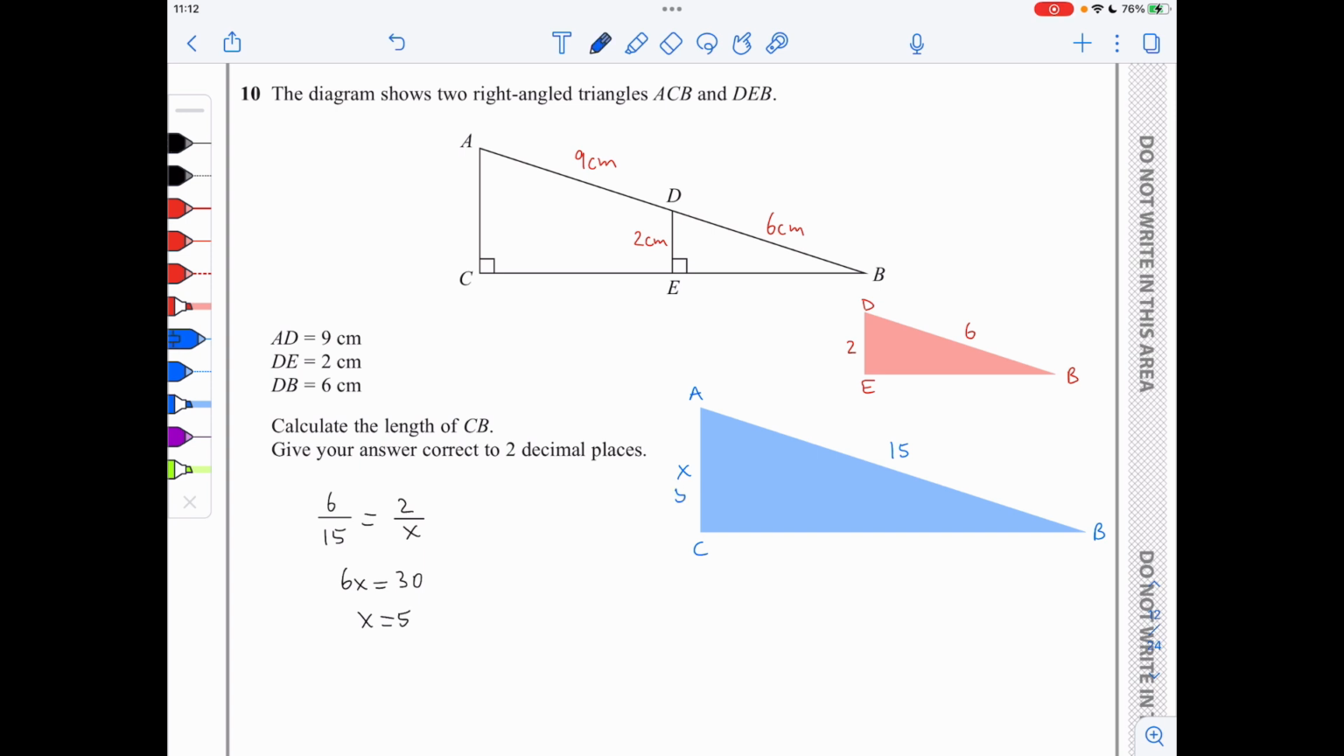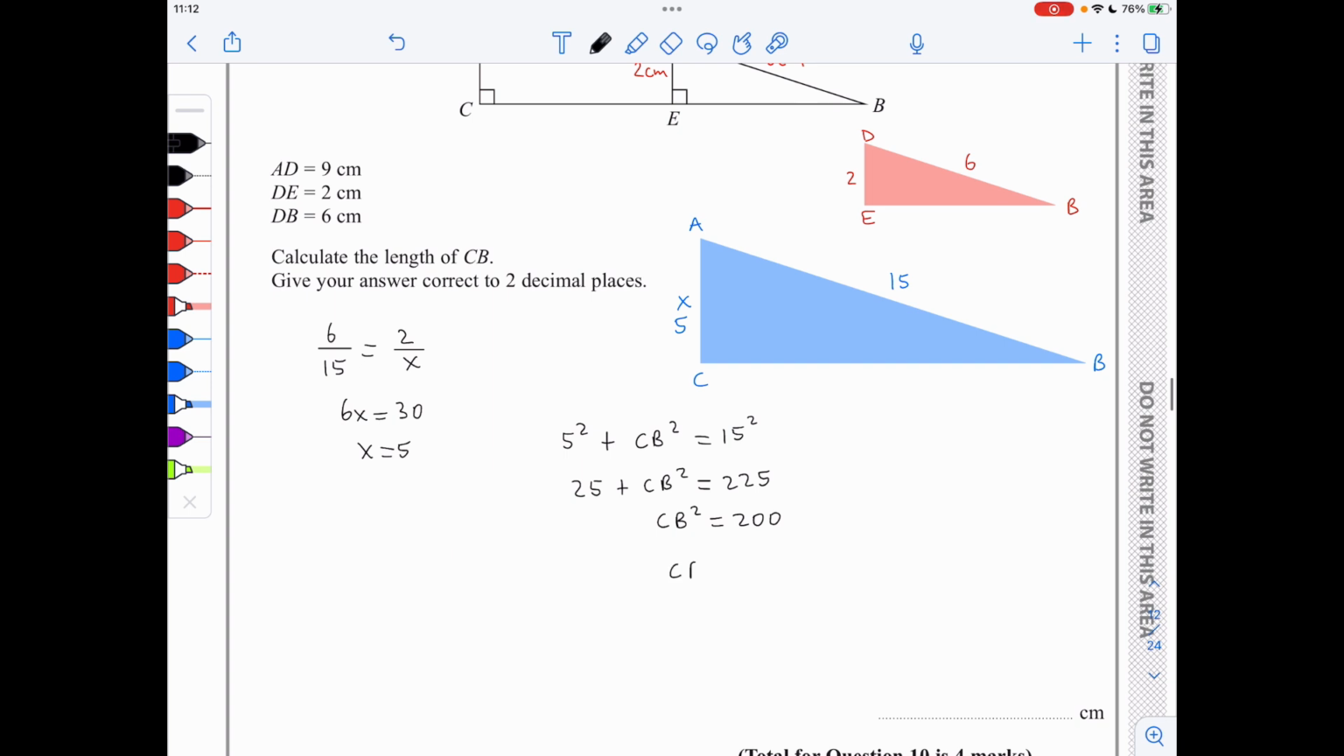So now that we've got that AC is 5, I could use Pythagoras' theorem and say 5 squared plus CB squared is 15 squared. So 25 plus CB squared is 225, which means that CB squared is 200, and therefore CB is the square root of 200, which works out to be 14.14. We have been told to give our answer correct to 2 decimal places.